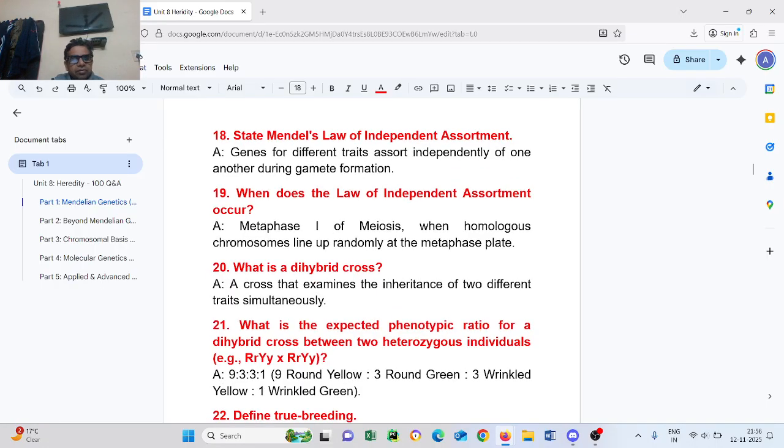Question number 21. What is the expected phenotype ratio for a dihybrid cross between two heterozygous individuals? Capital R, capital Y, small y multiplied by capital R, capital Y, small y. 9 is to 3 is to 3 is to 1. That is 9 round yellow, 3 round green, 3 wrinkled yellow, 1 wrinkled green.